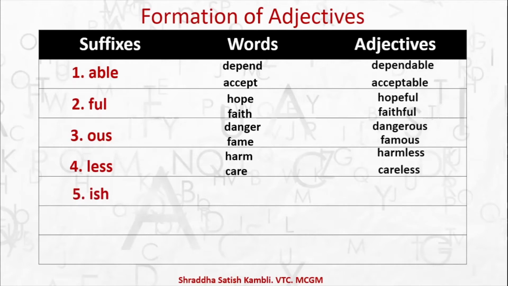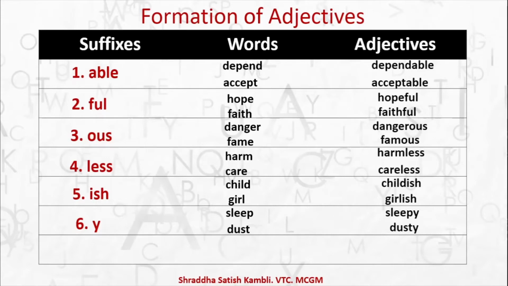So you have ISH, ish. So if you add ish to child, what do you get? Childish. If you add ish to girl, you get girlish. Okay, next, Y, just the letter Y. So if you add Y to sleep, what do you get? You get sleepy. If you add Y to the word dust, you get dusty.